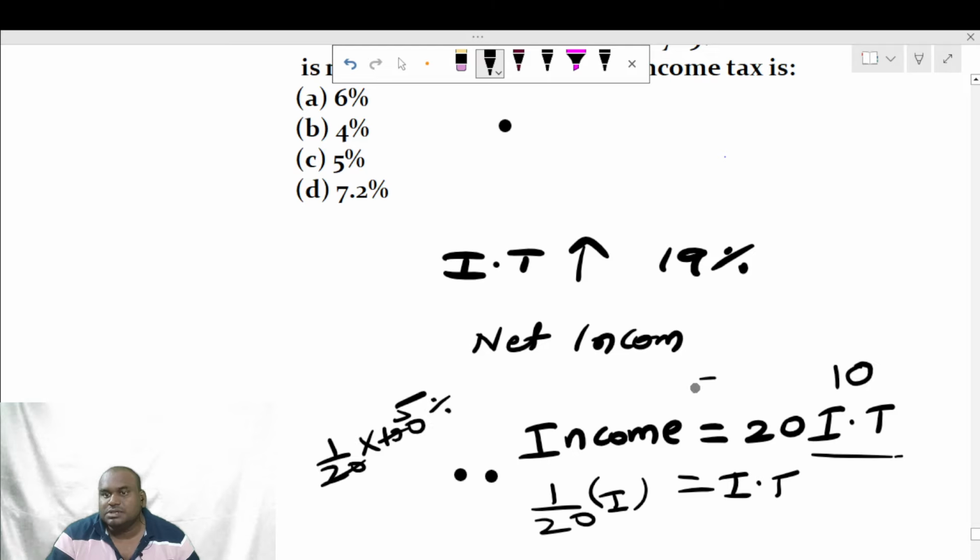Then total income will be 200. So income tax percentage you need. This is the income tax and this is the income. 10 divided by 200 into 100. Income tax divided by income into 100 is nothing but income tax percentage. So like that also you get 5%. So both are the basic methods.